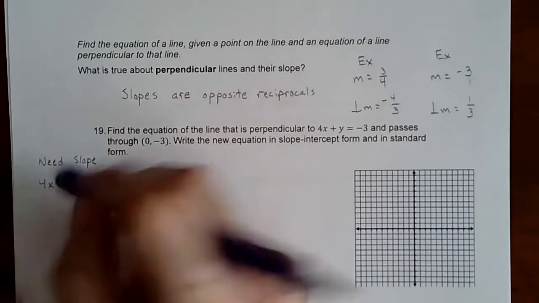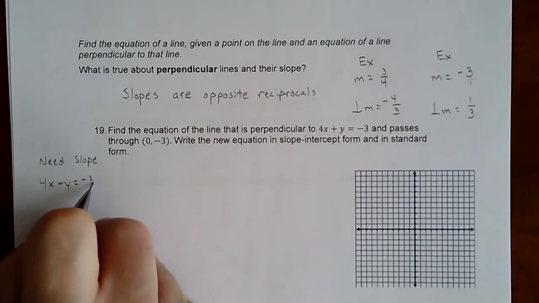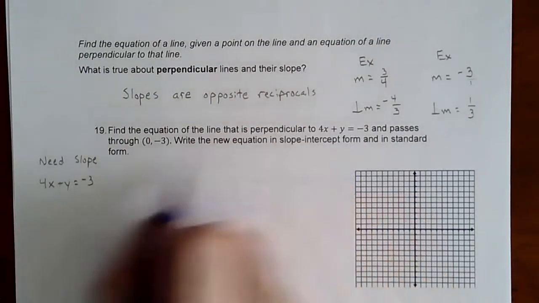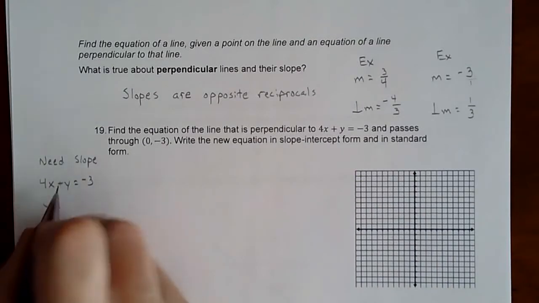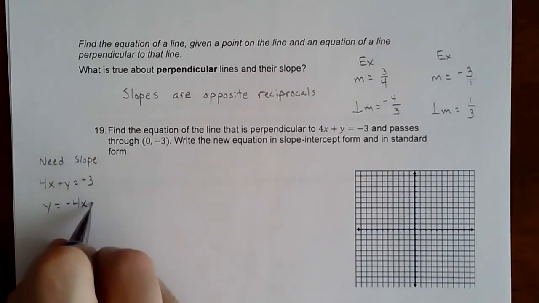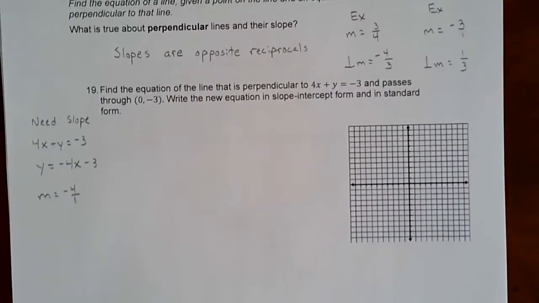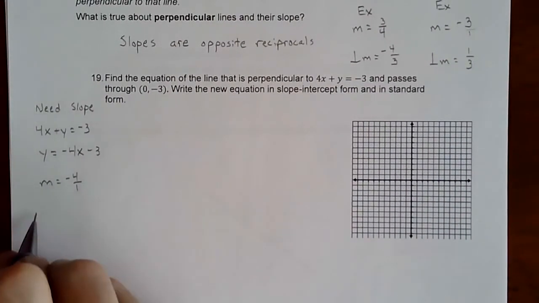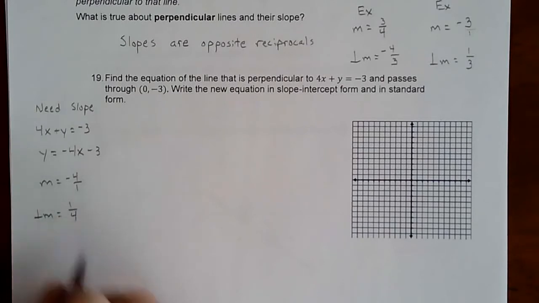So here's our original equation that we have to steal the slope from. We're going to bump this x over. So we'd have y equals, if we bump that 4x over, it becomes negative, and then -3. And that's it. So right now the slope is -4. Let's make it a fraction. So that equation's slope is -4. We want the perpendicular slope, which is going to be a positive 1/4.